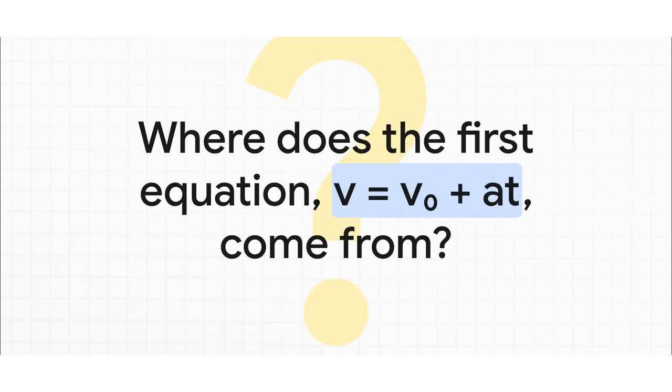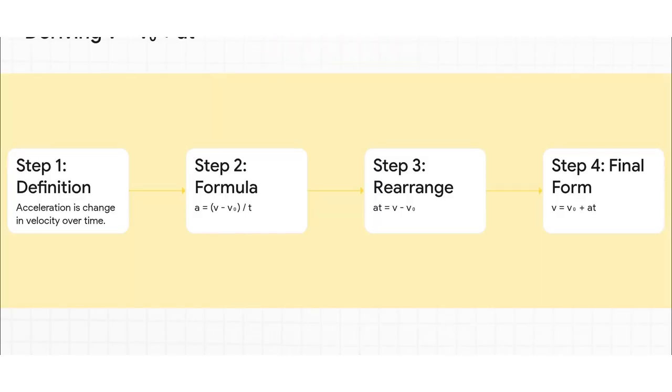Now, we call them the equations of motion, but they didn't just fall out of the sky. There's a very simple logic behind them. Let's take a quick look at the first one and see where it actually comes from. The logic is so simple you'll love it.